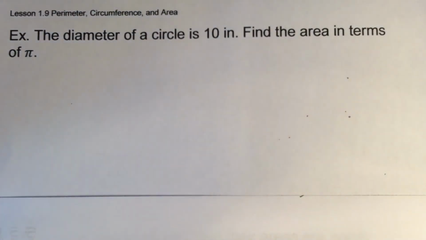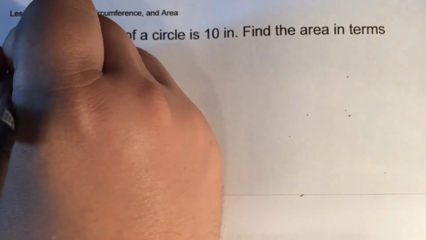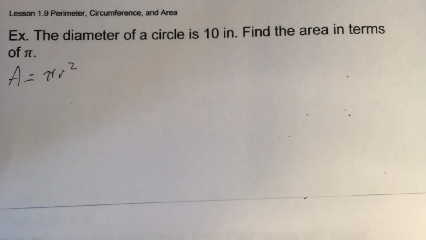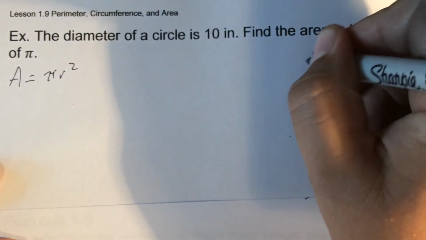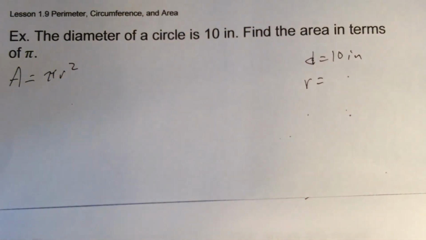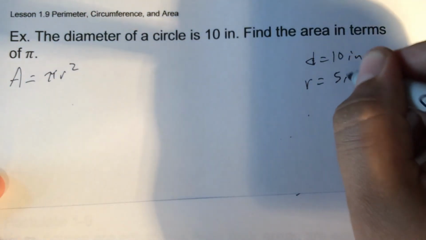So the diameter of a circle is 10 inches. Find the area in terms of pi. So area was pi r squared. So in this case, our diameter is 10. So radius then would be half of that, which is 5 inches.